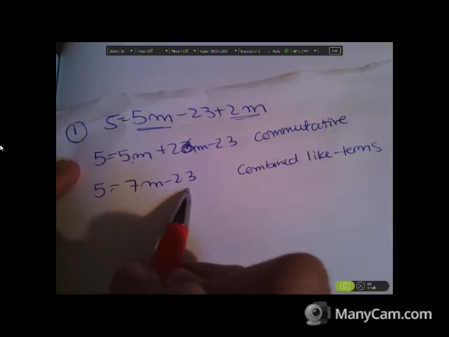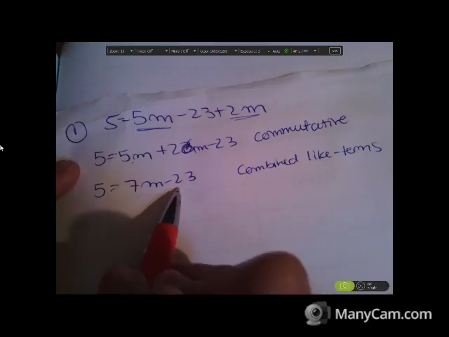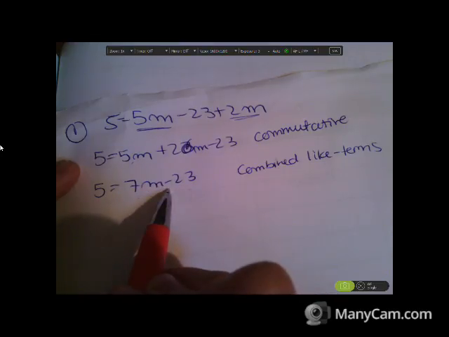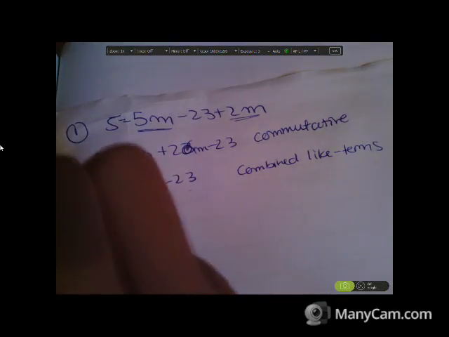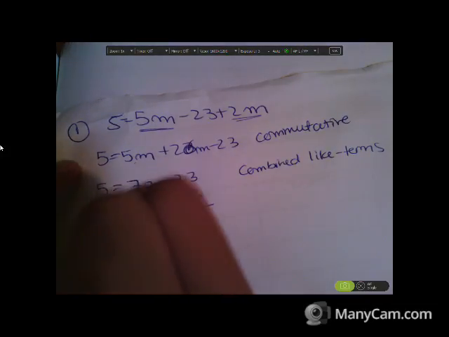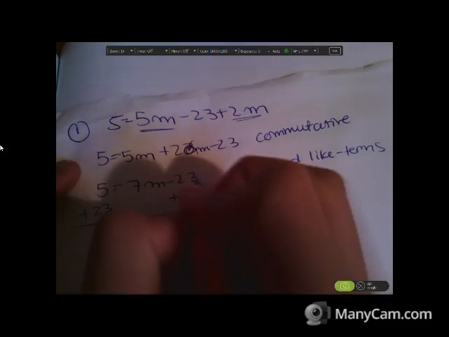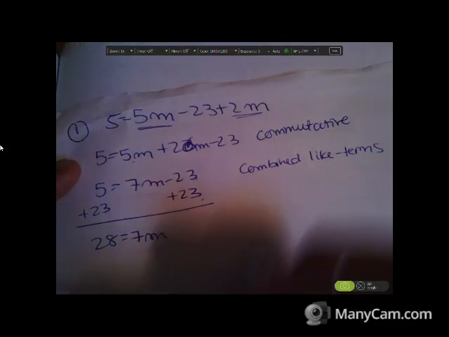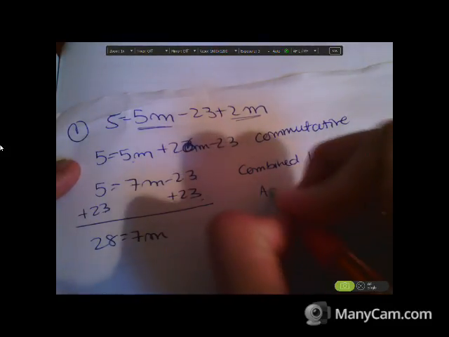So I see this negative 23. To get rid of this negative 23, I have to do the opposite of negative, which is positive. So positive 23 is just adding 23. 23 plus 5 is 28 equals 7m. Negative 23 plus 23 is 0. So I added 23.